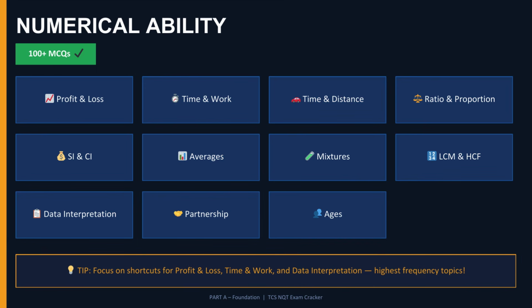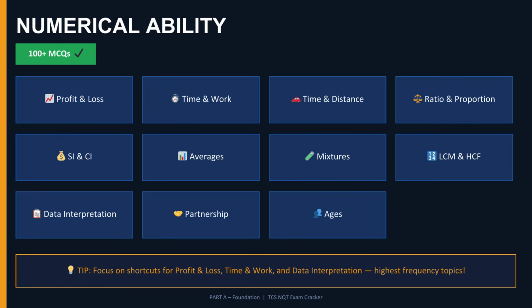Numerical ability. All right, let us start with numerical ability. This section has 100 MCQs, and honestly, it is one of the most scoring sections if you know your shortcuts. The topics you need to cover are profit and loss, time and work, time and distance, ratio and proportion, simple and compound interest, averages, mixtures, LCM and HCF, data interpretation, partnership, and ages.